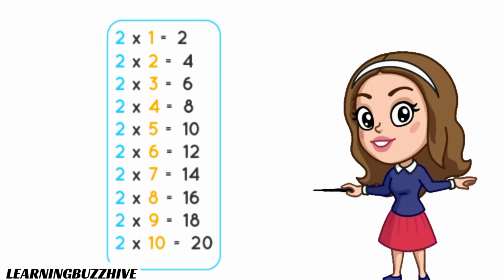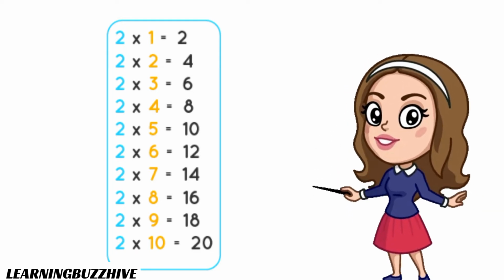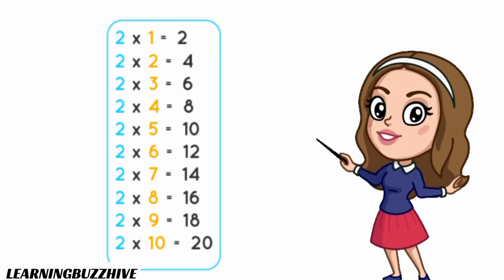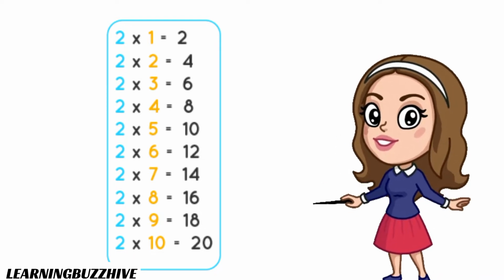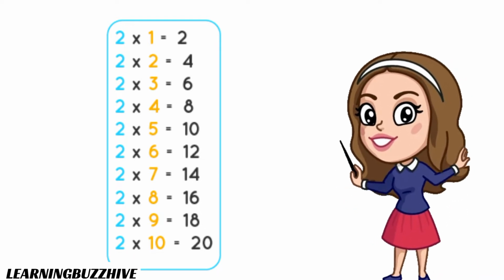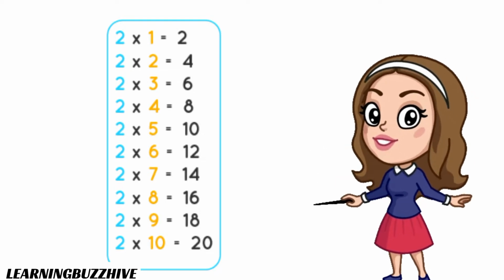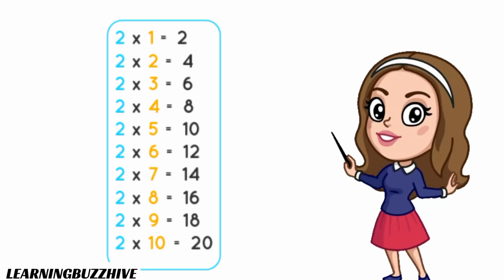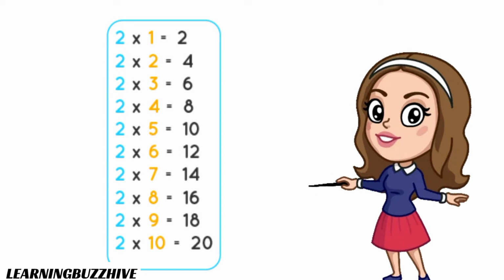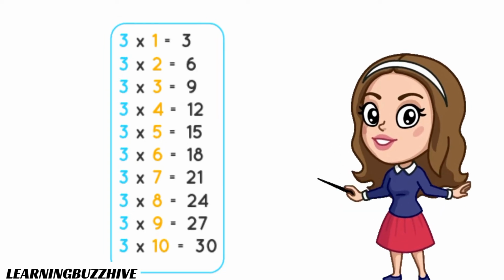2 8s are 16. 2 9s are 18. 2 10s are 20. Next, 3 table.